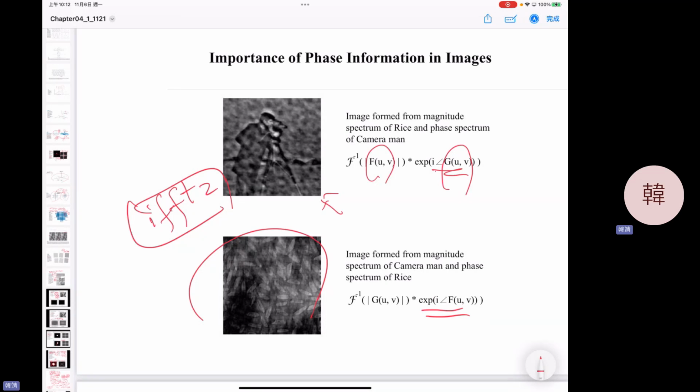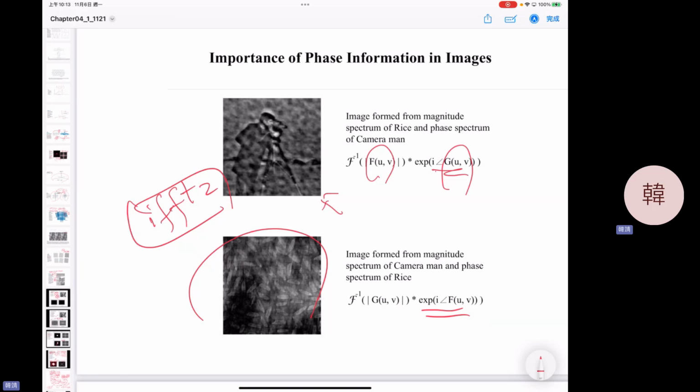So in our previous introduction to the Fourier transform, you have to know why we change our signal, our image, into the frequency domain: it's much easier to understand the components of your image and what you are going to do.